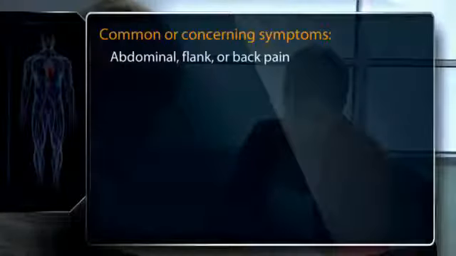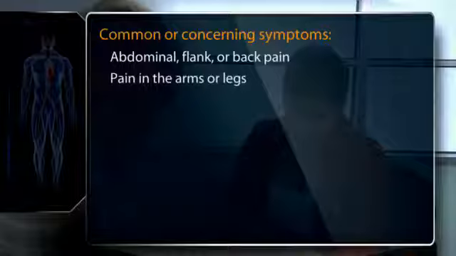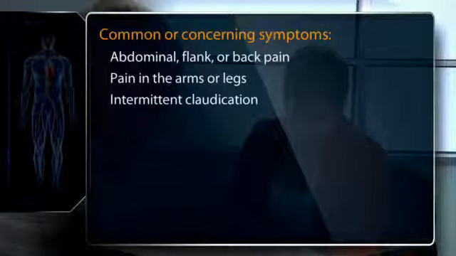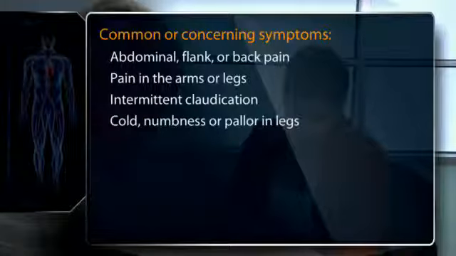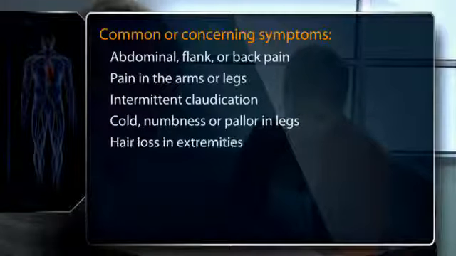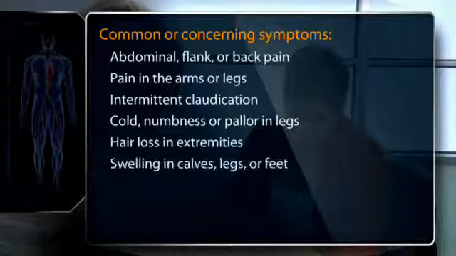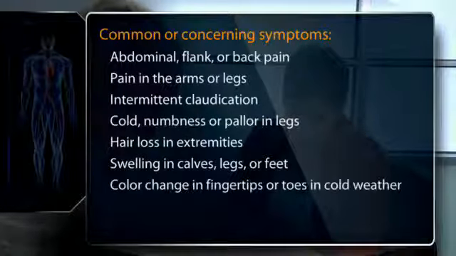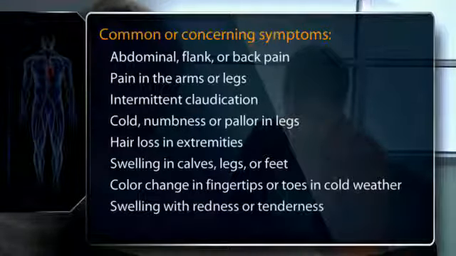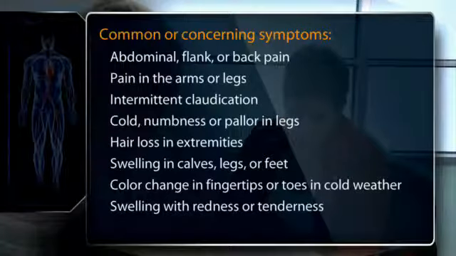Common or concerning symptoms relating to the peripheral vascular system include abdominal, flank, or back pain, pain in the arms or legs, intermittent claudication, which is any pain or cramping in the legs during exertion that is relieved by rest within 10 minutes, cold, numbness, or pallor in the legs, hair loss in the extremities, swelling in the calves, legs, or feet, color change in the fingertips or toes in cold weather, and swelling with redness or tenderness.